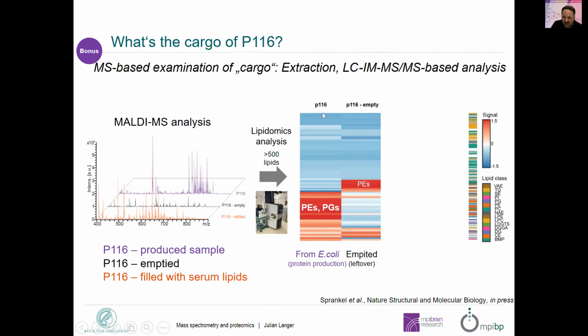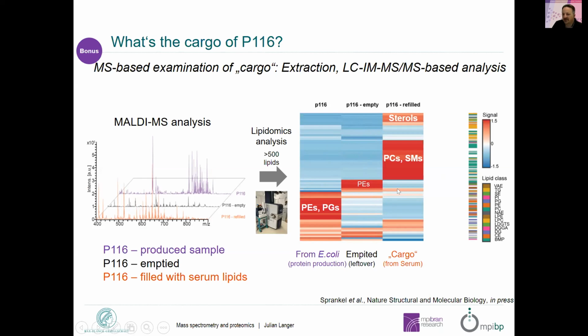And yeah, I should have mentioned here the color code for these lipids. So this is all of the lipid classes we tracked. The color code here is from relative abundance of the lipid in the sample from maximum to minimum. You can see that we have some leftover PEs here, but that the majority of the lipids have been efficiently depleted. So when we then incubated it with serum lipids, we actually saw that the lipid pattern has changed completely.